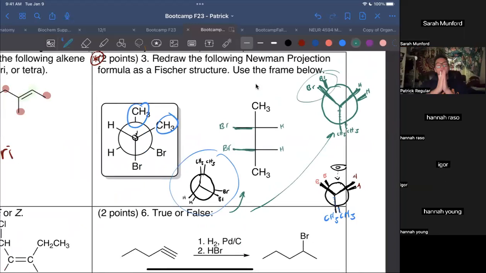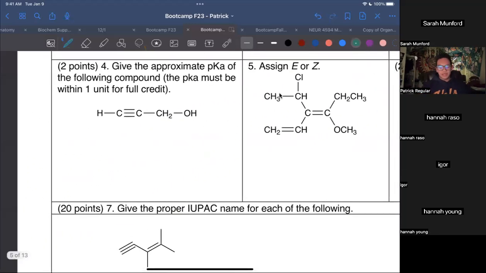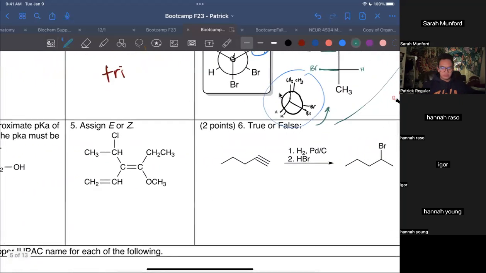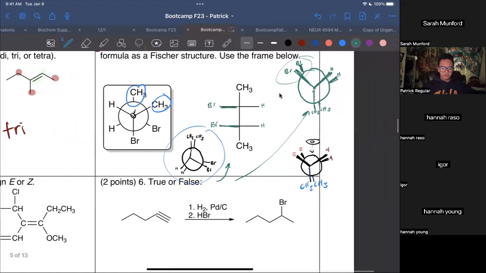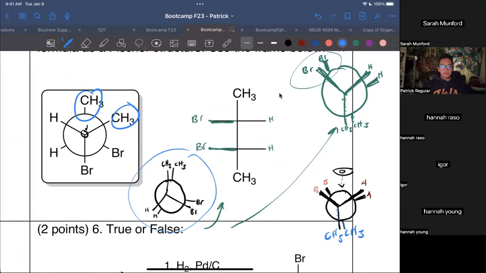Yeah, Sarah, go ahead, go for it. I was wondering, does it matter which side you put the 2 Brs or the 2 Hs on? Like if you put the 2 Hs on the left and the 2 Brs on the right, would that be right or wrong? That's a very good question.